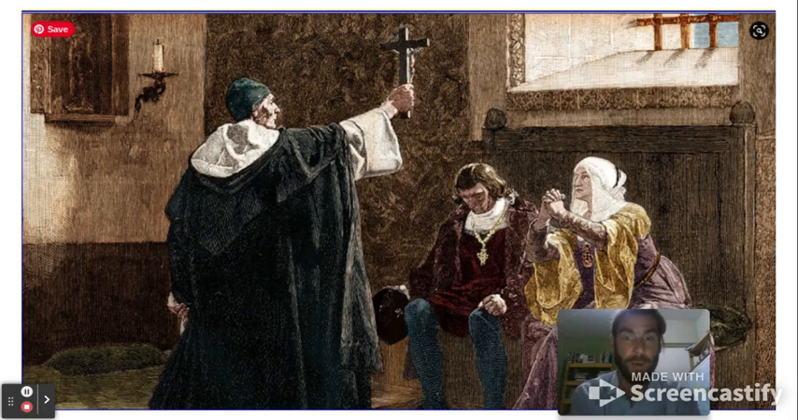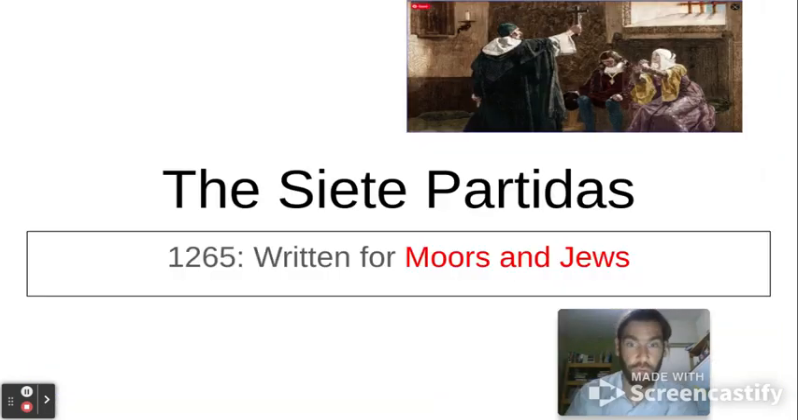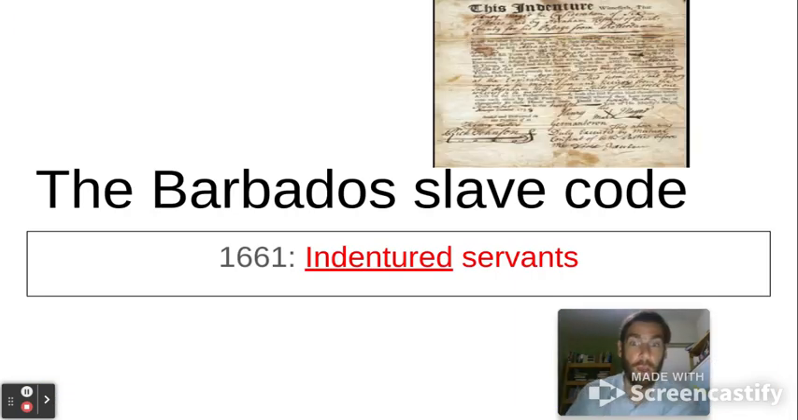And these Siete Partidas were also used in the Spanish colonies in the Caribbean and in South America to achieve this. So it was written for Moors, who were actually Muslims from North Africa, and Jews, who had to adapt themselves to the Catholic faith and show that they were pure Spanish people. Then there are much more slave codes, but we will take two, and later on a French one, that was the Barbados slave code.